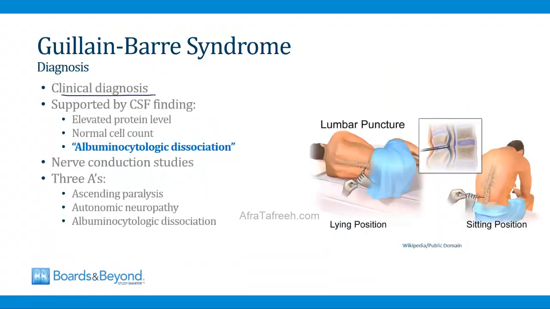Guillain-Barré is a clinical diagnosis made based on the history and physical exam. But you can find supporting evidence for the diagnosis by doing a lumbar puncture and analyzing the cerebrospinal fluid. The classic finding in Guillain-Barré syndrome is an elevated protein count with a normal cell count. This is called albuminocytologic dissociation.